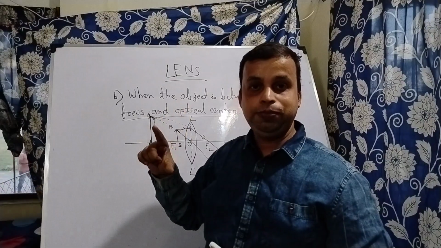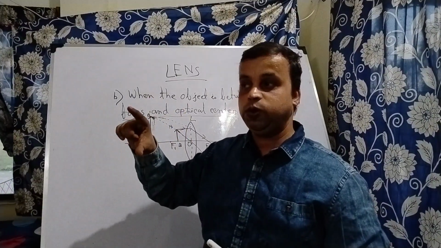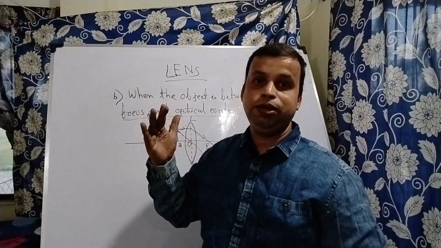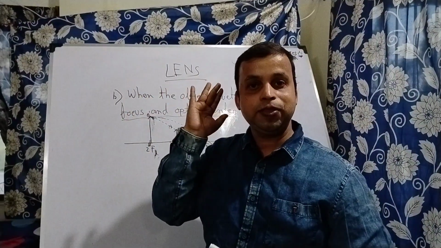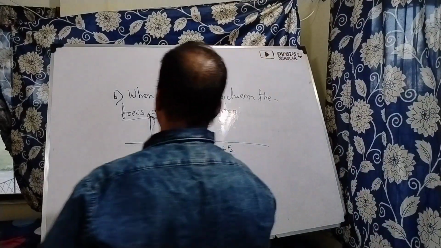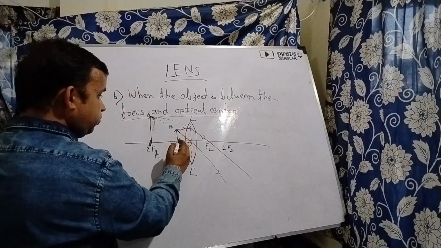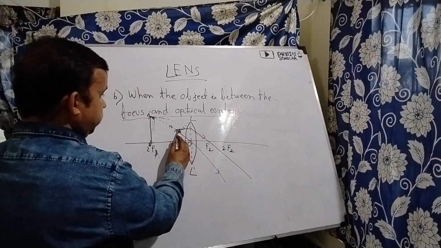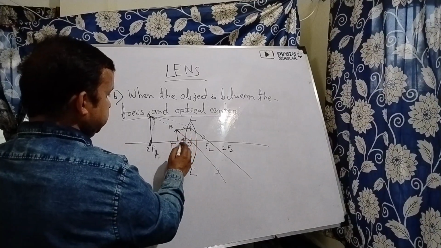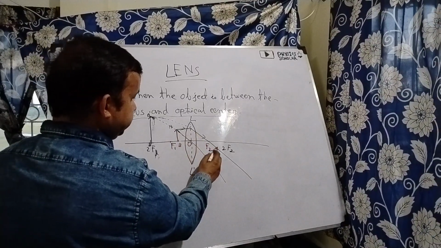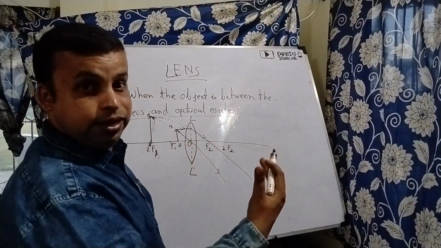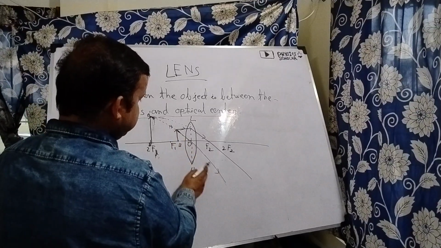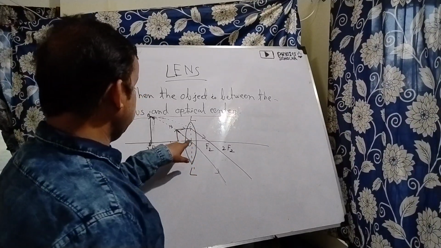What is the condition? The object needs to be placed in between the principal focus and the optical center of that particular convex lens. In that case, the virtual and enlarged image will be formed on the front side of the lens. Clear? So suppose AB is the object placed between the focus and the optical center. Now a ray of light passes parallel to the principal axis, is incident on the lens and is refracted to the principal focus on the other side of the lens. This is the emergent ray. Another ray is passing through the optical center of the lens.